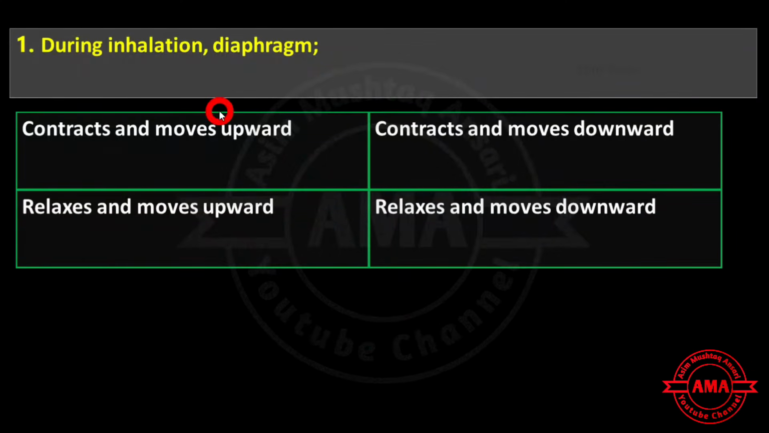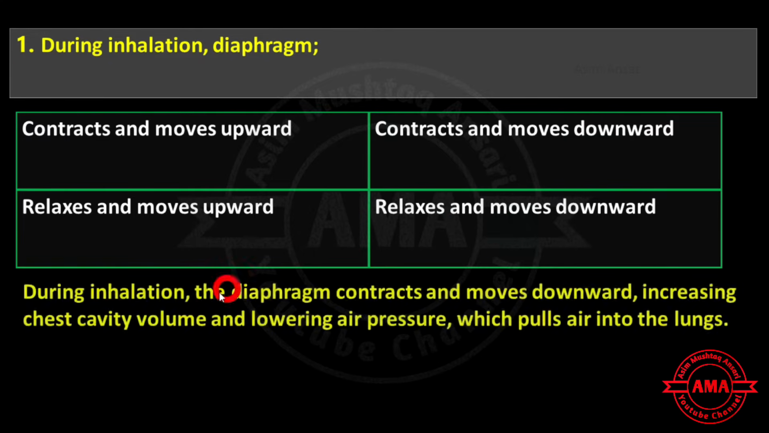First MCQ is: during inhalation, the diaphragm contracts and moves downward, contracts and moves upward, relaxes and moves upward, or relaxes and moves downward. During inhalation, the diaphragm contracts and moves downward, increasing chest cavity volume and lowering air pressure, which pulls air into the lungs. So the exact answer is contracts and moves downward.